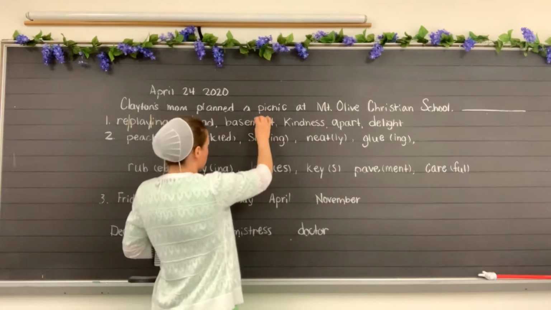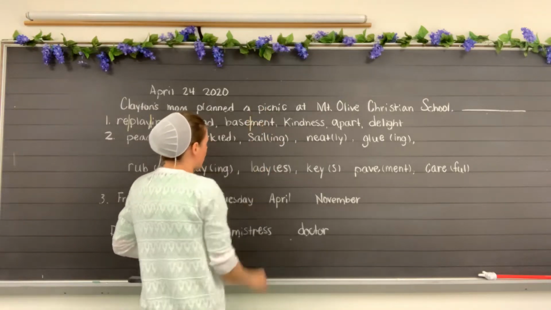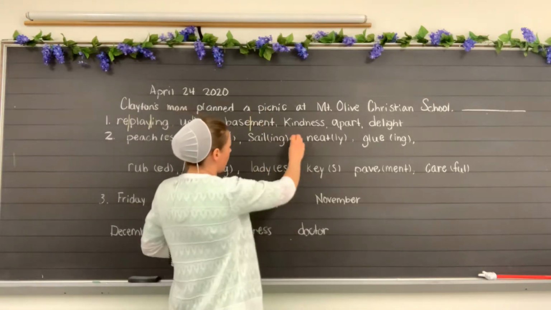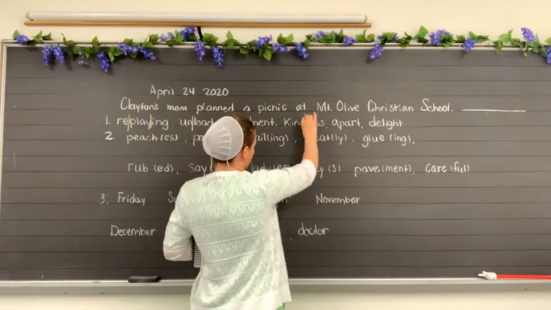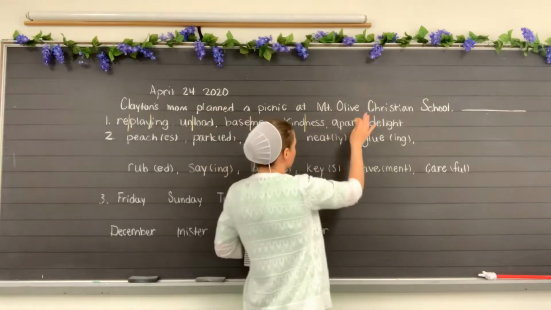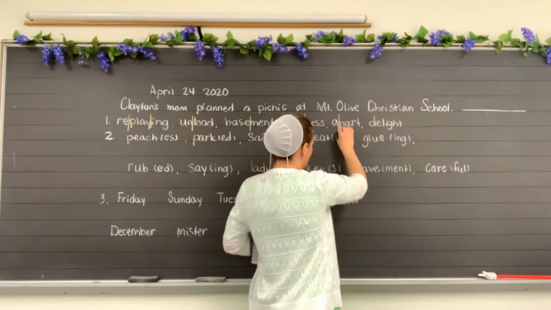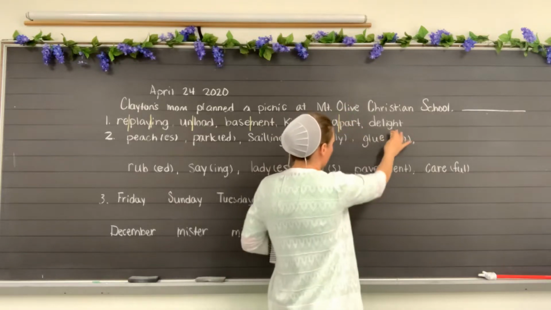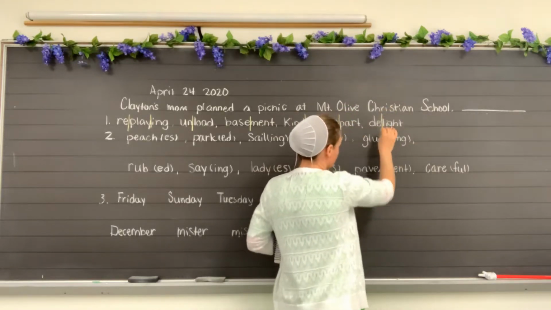Basement, we would divide between base and ment. Kindness, we would divide after kind. Apart is between the A and part. Delight is between the D and light.